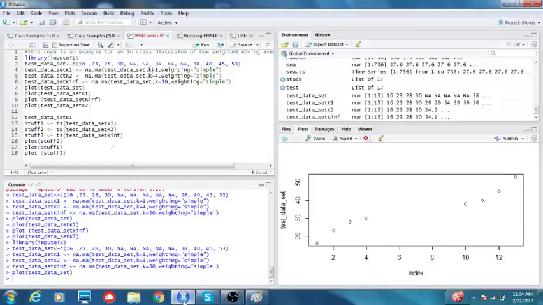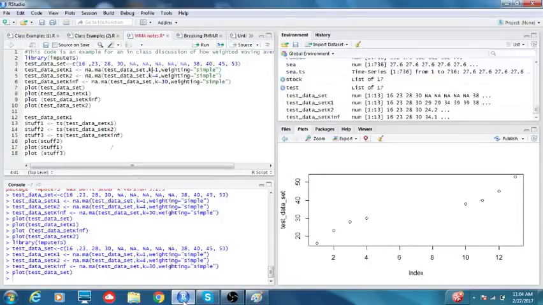Welcome to my video on how to use weighted moving average on a simple data set. So weighted moving average is a simple technique for filling a gap. It is best used when the gap is small and there is a progression in the data.